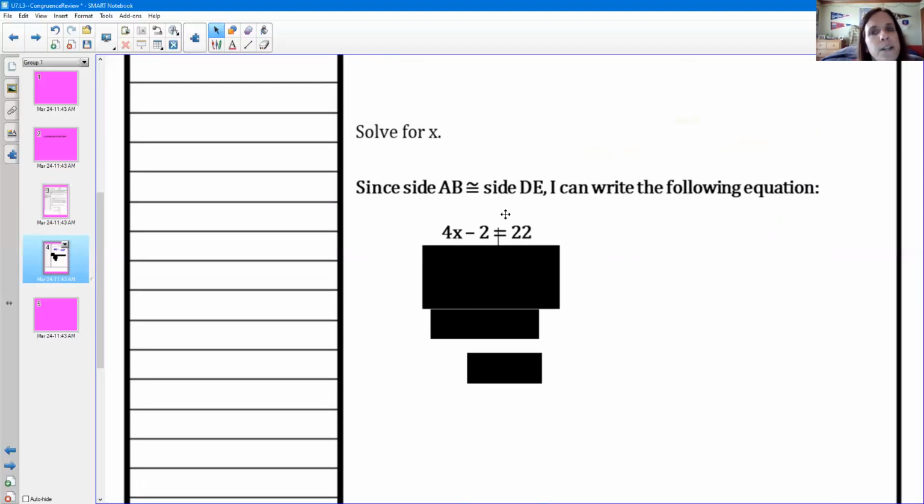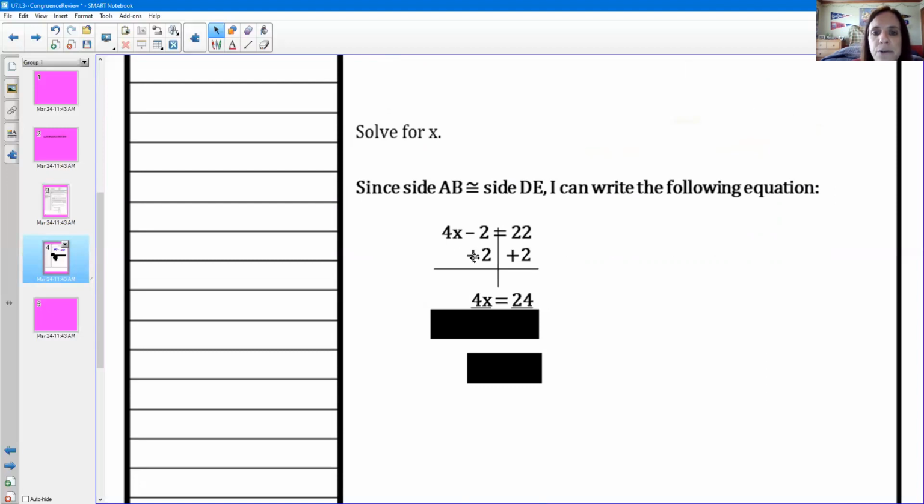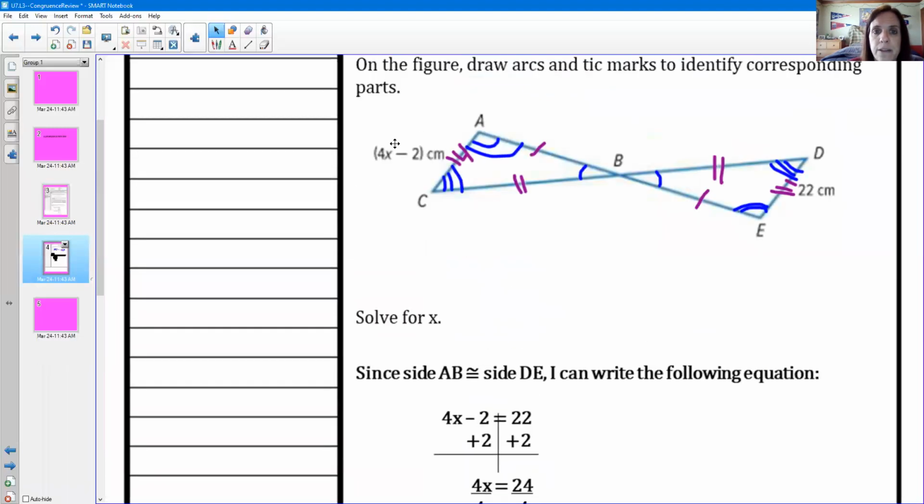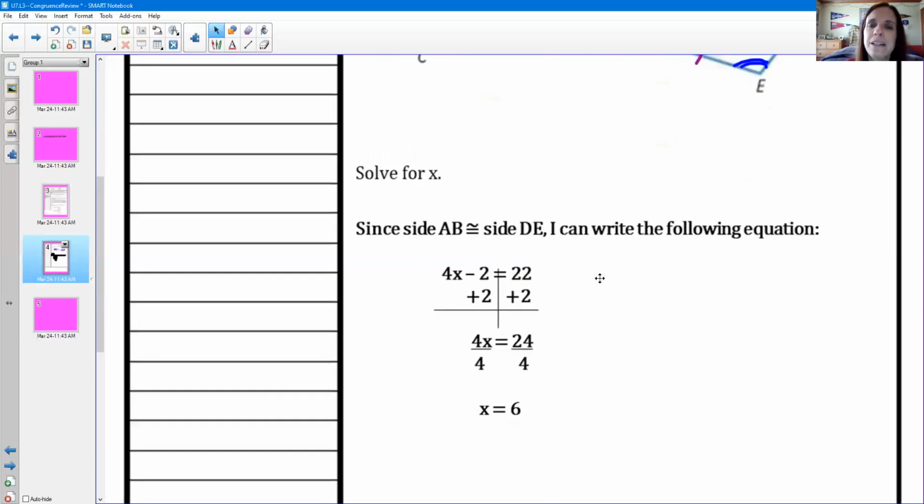This is a 2-step equation. We're going to make a 0 pair with our constant. 22 plus 2 is 24. Here's our 0. So we have 4x equals 24. Divide by the coefficient. X is 6. So 6 times 4 is 24, minus 2 is 22. They're congruent. They're equal. So we throw a little bit of algebra in with this congruence.